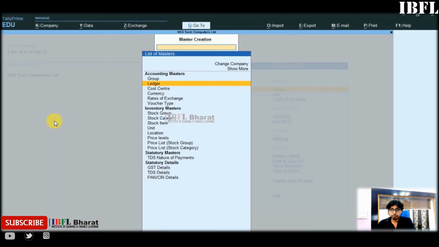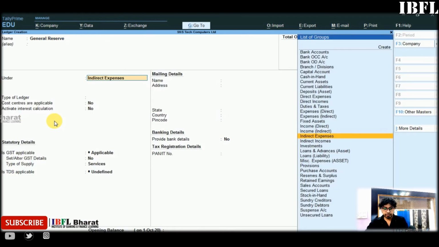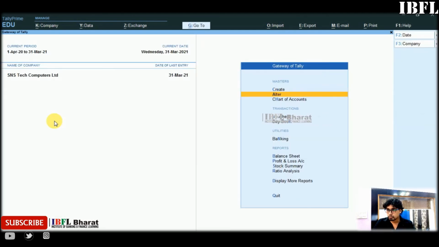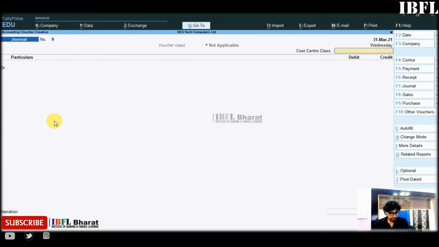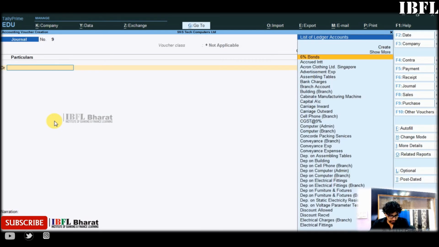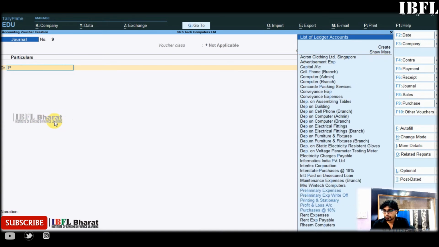a ledger of general reserve. Okay, and it will be under reserves and surplus, and we are accepting this ledger. Now we are coming to the voucher, in which we will make this entry. We will go to F7 journal voucher, and here the entry will be against the profit and loss account.